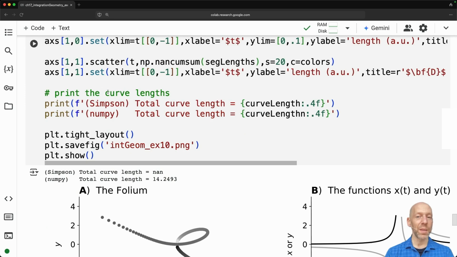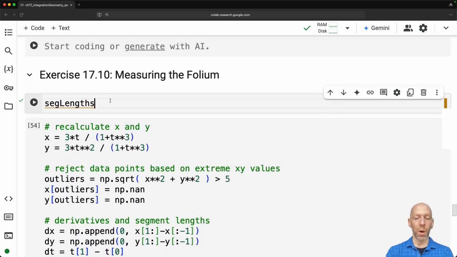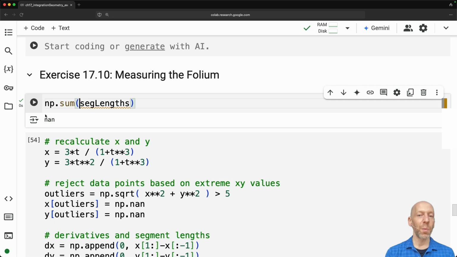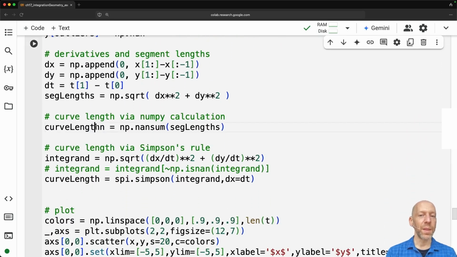Okay, and what happens here is that when we try to sum all of these, numpy.sum, we end up with a value of NaN because there is at least one NaN value in here. Therefore, there's a function in NumPy called nansum, and that just sums all the values except for the NaN. So it just ignores the NaN values. Okay, so this is curve length.